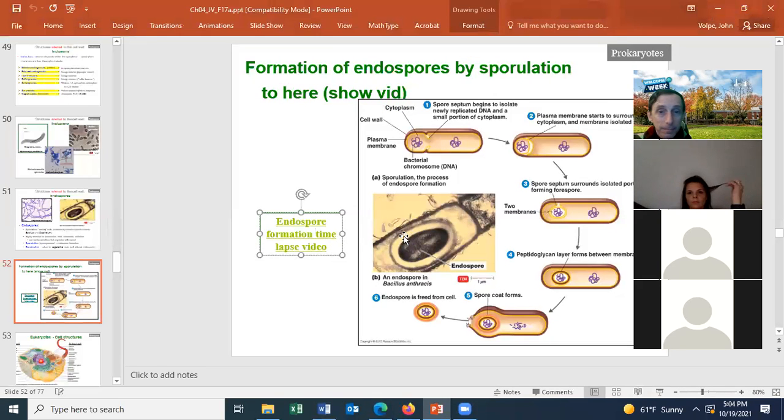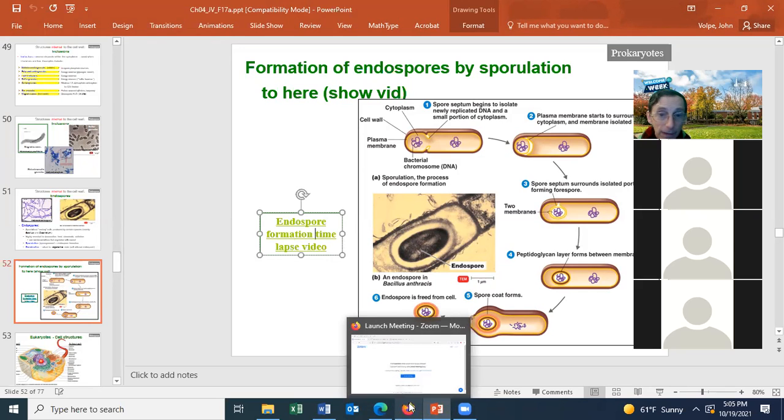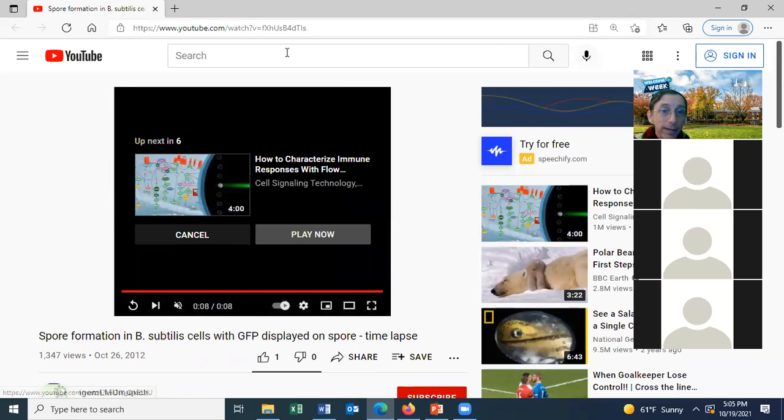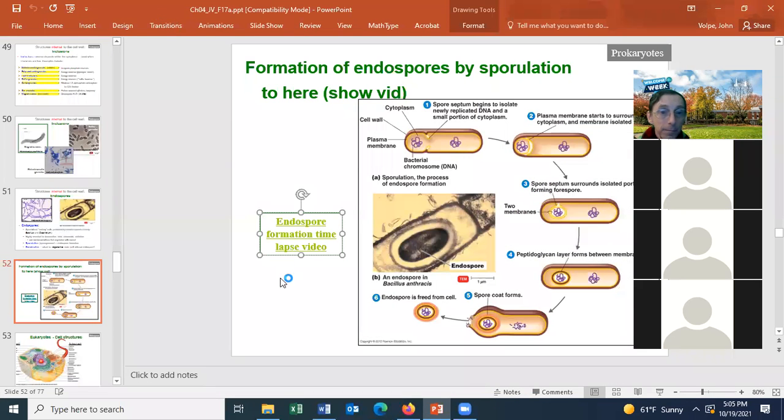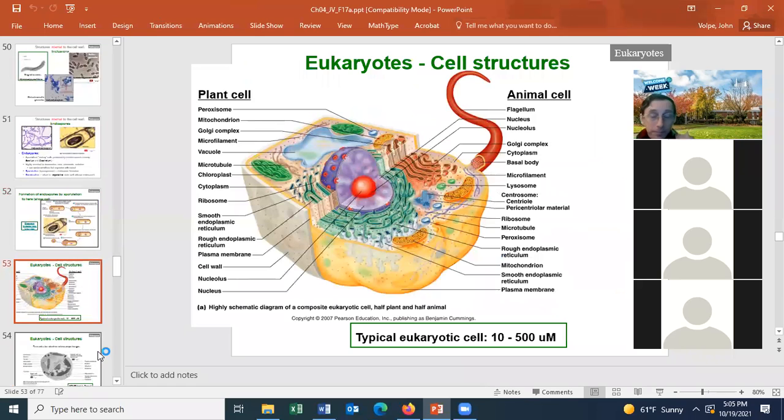I'll minimize that. We were talking about endospores last time, and we had discussed how endospores form in a cell. Remember, endospores are a survival structure. They are not a reproductive structure. And I've got a little video, it's not real good, showing you endospores forming in a cell. Okay, any questions about that? If not, let's move on.